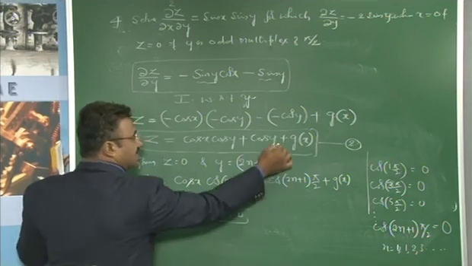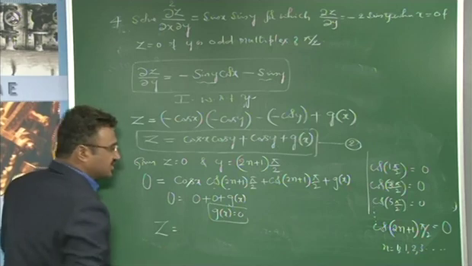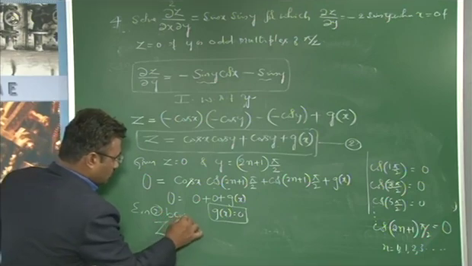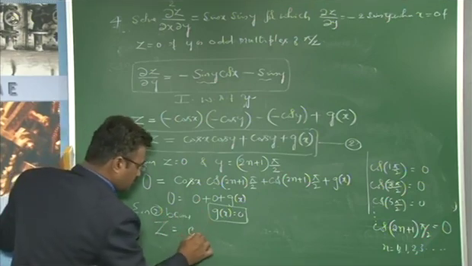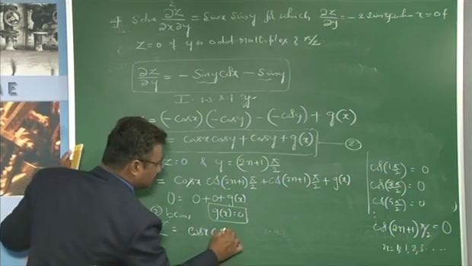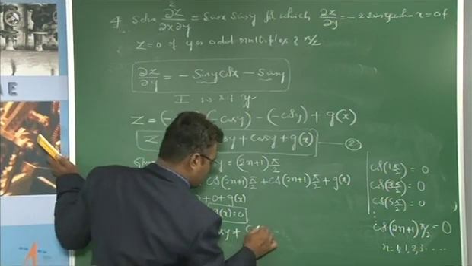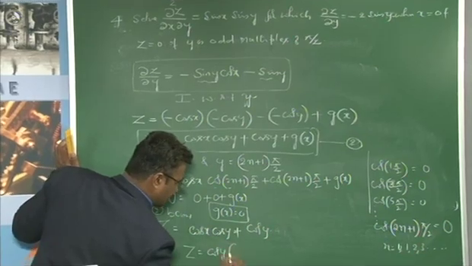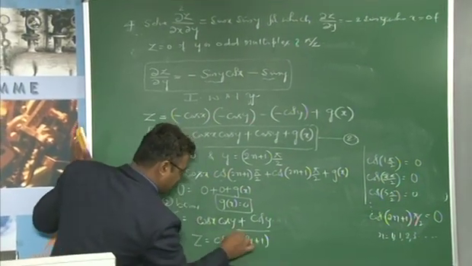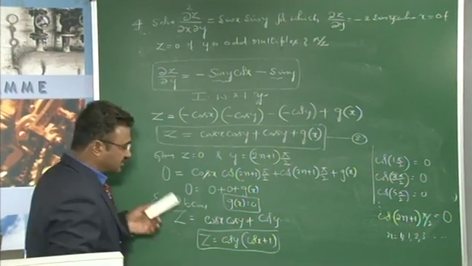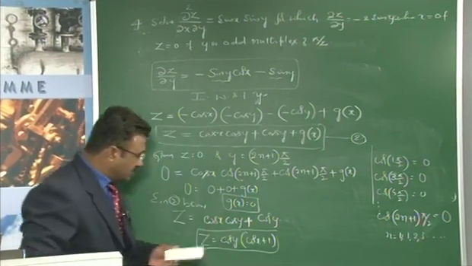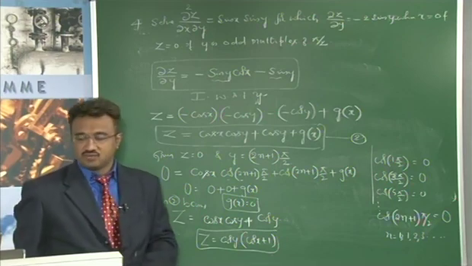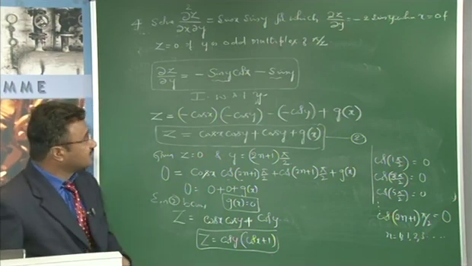Now I am going to substitute this value in equation 2. Equation 2 becomes z equal to cos x cos y plus cos y. This value becomes 0. From these two terms, you can take a common factor of cos y, and we get cos x plus 1. Either you can write the solution in this form or keep the solution in this form. So this is the required solution for z, that is your dependent variable. We get the solution in this form, cos y into cos x plus 1. So this is the required solution.